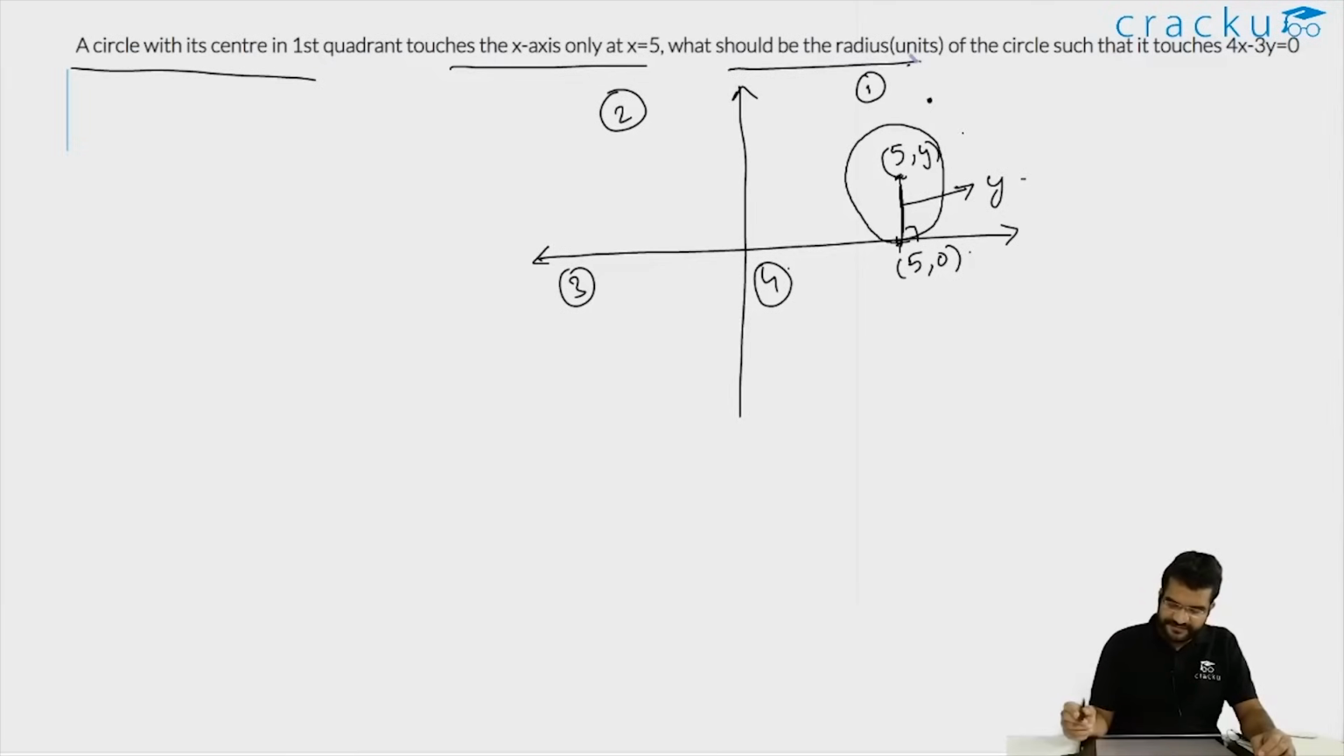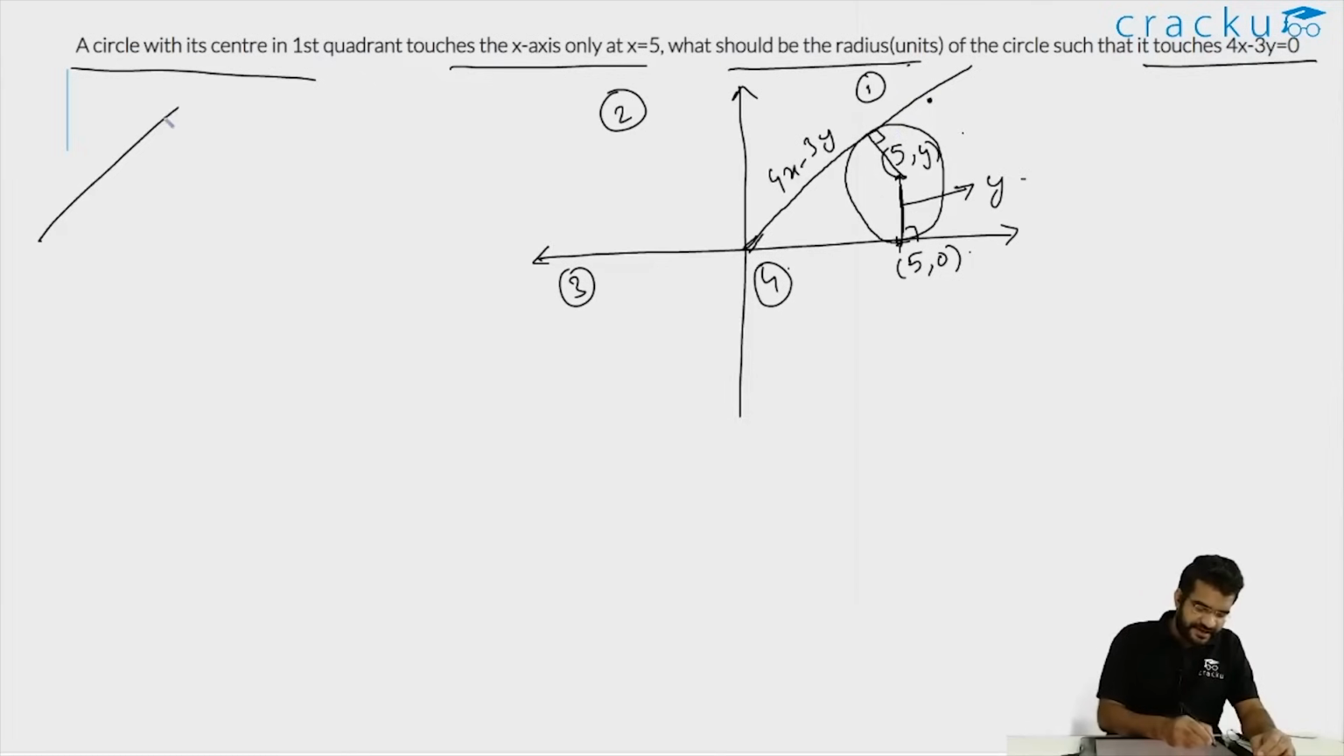What should be the radius of the circle such that it touches another line which is 4x minus 3y equal to 0? So, suppose this is the line 4x minus 3y equal to 0. Now, we are told that the line 4x minus 3y equal to 0 is also a tangent to the given circle. That is, again, if you draw a line which is perpendicular to the line 4x minus 3y, that will be a tangent. How do you know that it will be a tangent?